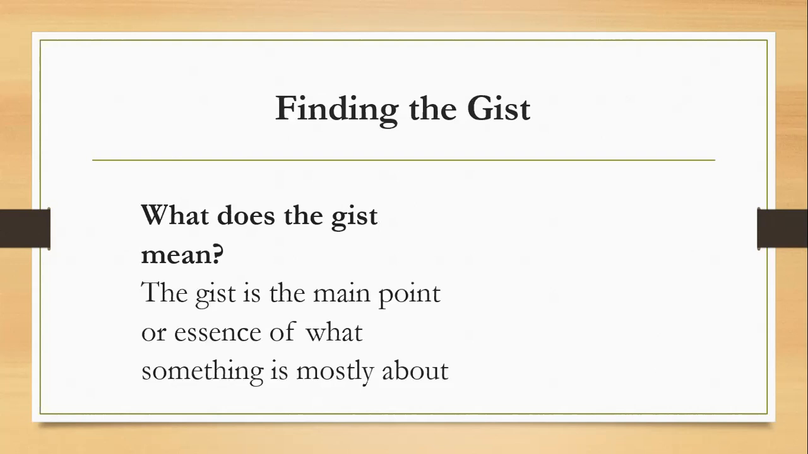So what does the word gist mean? The gist is the main point or essence of what something is mostly about. So what was Act 3, Scene 3 really about? Well, this was the last scene of the text. The Barton family was going to New York. The family did not know if William was going to show up because he was a patriot and he wants to continue his fight for the Patriot Army.